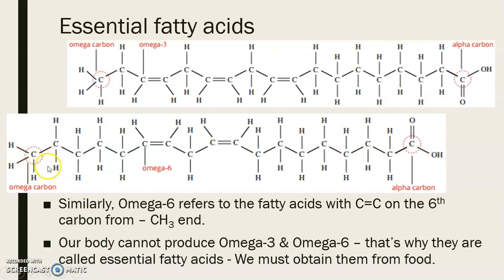Okay. So why do we specifically talk about omega-6 and omega-3 all the time? It's because our body cannot produce omega-3 or omega-6. Okay? So that's why they are classified as essential fatty acids. We must obtain them from food. So in this entire unit, whenever we talk about something that's essential, it probably means that our body cannot produce it, and therefore we must obtain any of those essential components from our diet.